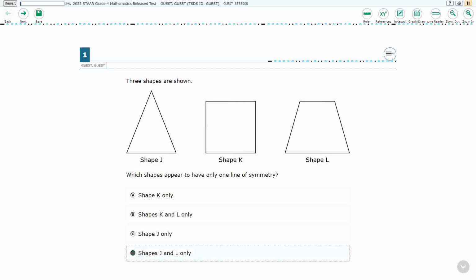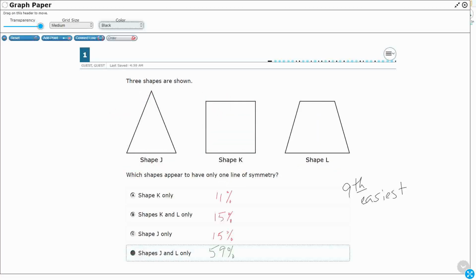Let's see how we did across the state of Texas. So we had 59% of our students get this correct. This was the ninth easiest, landed on the easier side. And you can see by the answer distribution of the incorrect answers, 15, 15, 11, there was a good chunk of our students, about 41%, that it looked like they really didn't know what to do here because the answers were kind of distributed evenly among those threes.